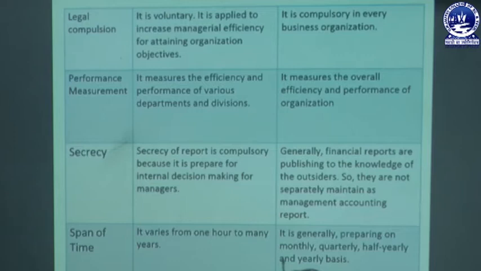Then the next point of difference is performance measurement. In case of management accounting, it measures the efficiency and performance of various departments as well as divisions. But financial accounting measures the overall efficiency and performance of the organization. That means financial accounting measures the overall efficiency of the entire organization as a whole, but management accounting measures the efficiency and performance of each individual, each department or each division of an organization.